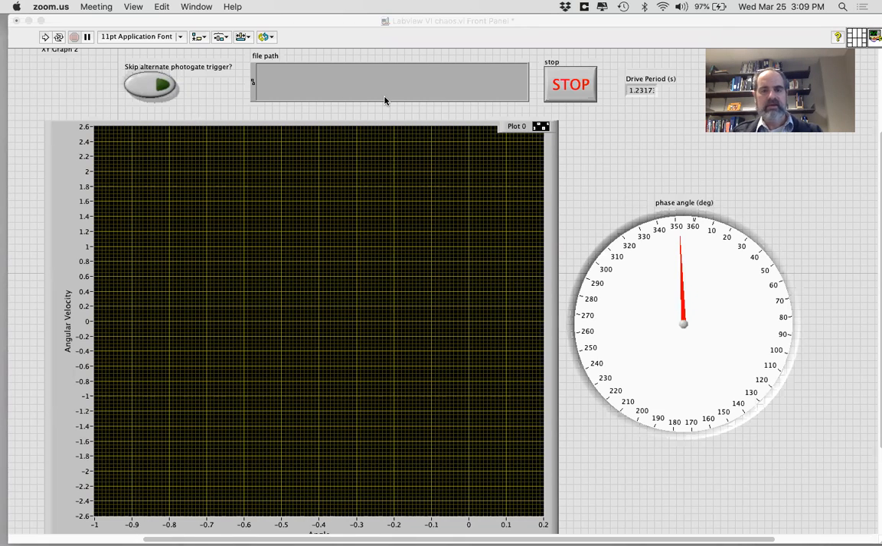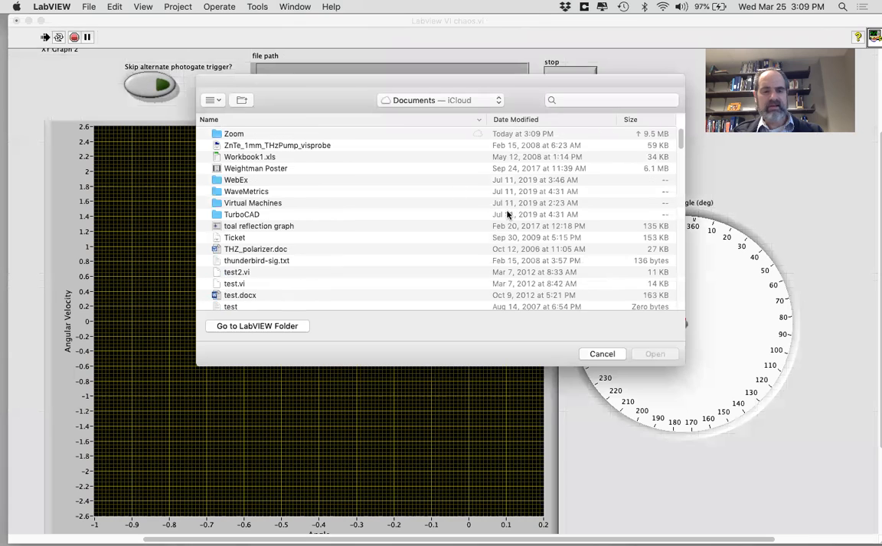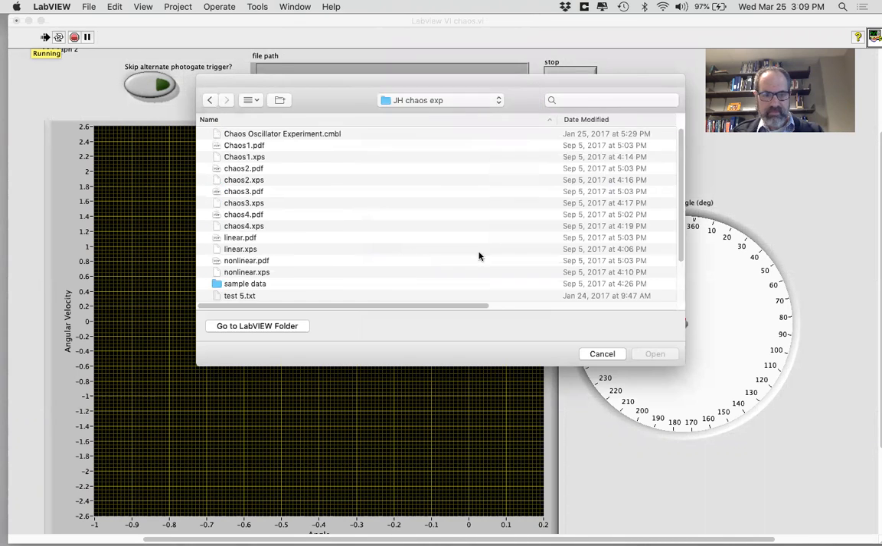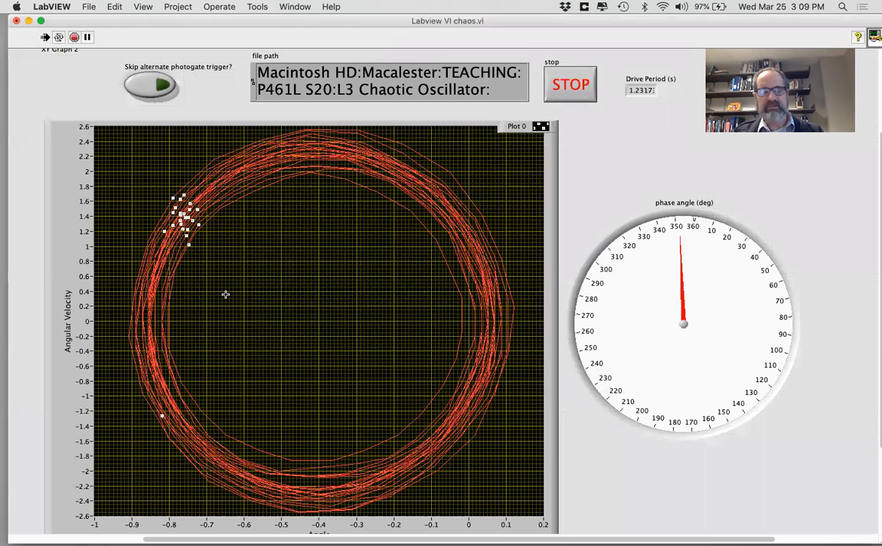There we are. It's going to help if I read in some data. So I'm going to read in some of the data right now. There we are. This is the small amplitude motion. Very good. So first, in the red points with the lines between them, this is the original data that we took. The white points are a Poincare section at a phase angle of 350 degrees at the moment.